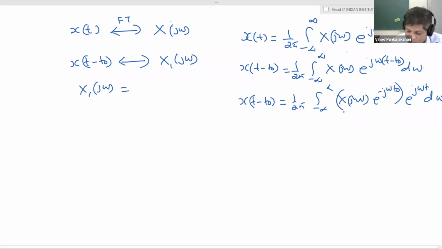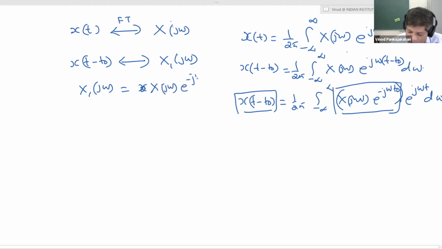What is the meaning of this? Can we say that x(t minus t naught) is the inverse Fourier transform of X(jω) into e to the power minus jωt naught? This is the inverse Fourier integral. So the meaning is x(t minus t naught) is the inverse Fourier transform of this term. So we can say that if the Fourier transform of x(t) is X(jω), then the Fourier transform of the delayed version of x(t) is X(jω) into e to the power minus jωt naught.